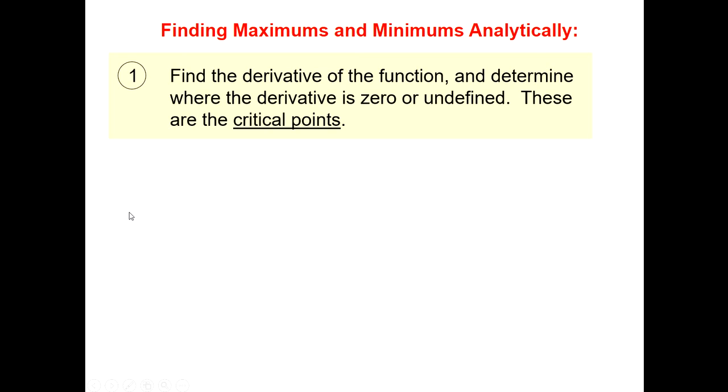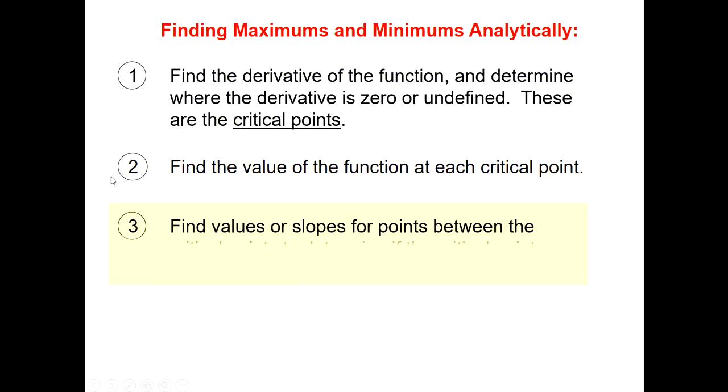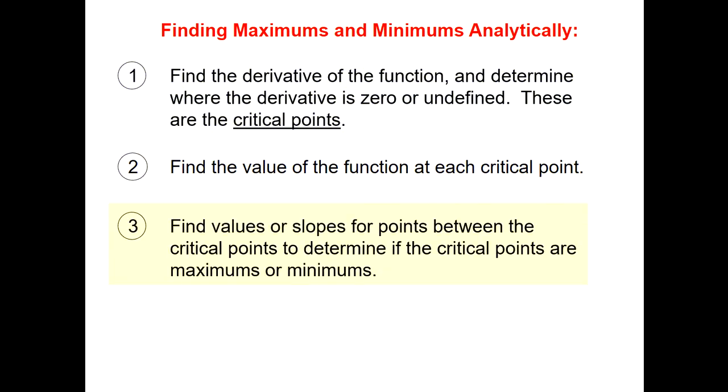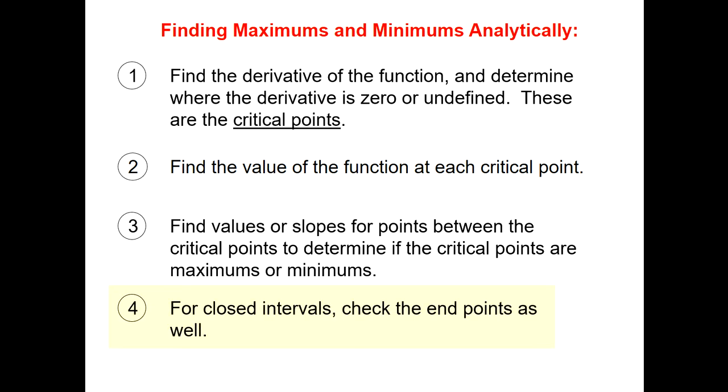So these are your steps for finding maximums and minimums. Okay? First step, find the derivative of the function and determine where the derivative is 0 or undefined. These are my critical points. Then, find the value of the function at each critical point. Find the values or slope for points between critical points to determine whether the critical points are maximums or minimums. And then, for closed intervals, check the endpoints as well. Okay? Because there might be a point on the interior that's a critical point, but then an endpoint might actually be higher or lower, making it the absolute maximum or minimum.